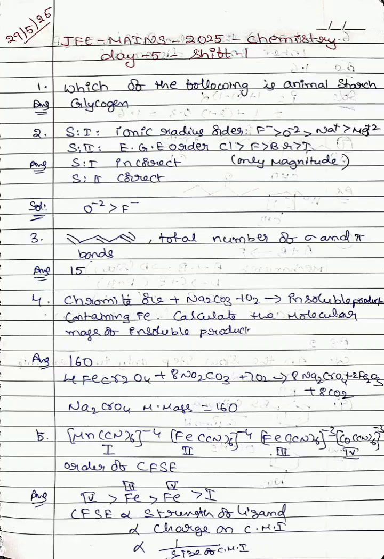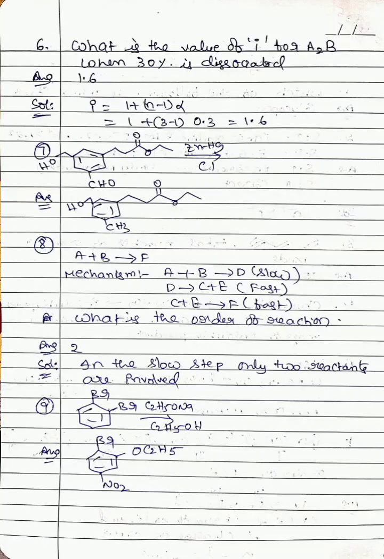Next one, what is the value of Van 't Hoff factor i for A to B when 30% is dissociated? Answer is 1.6. It's a simple question. By substituting the given values in the formula i is equal to 1 plus (n minus 1) into alpha, we get Van 't Hoff factor as 1.6.